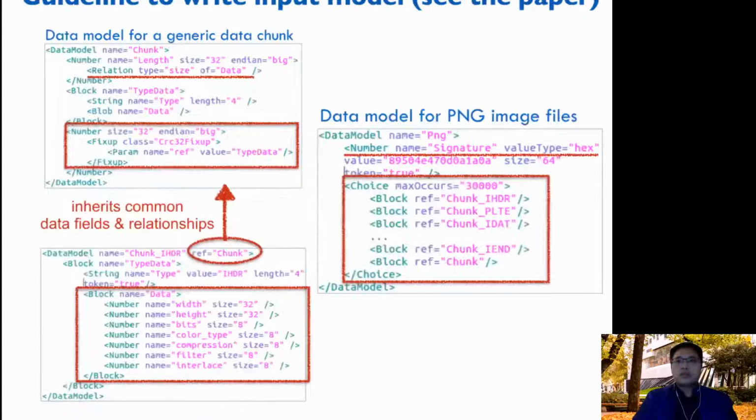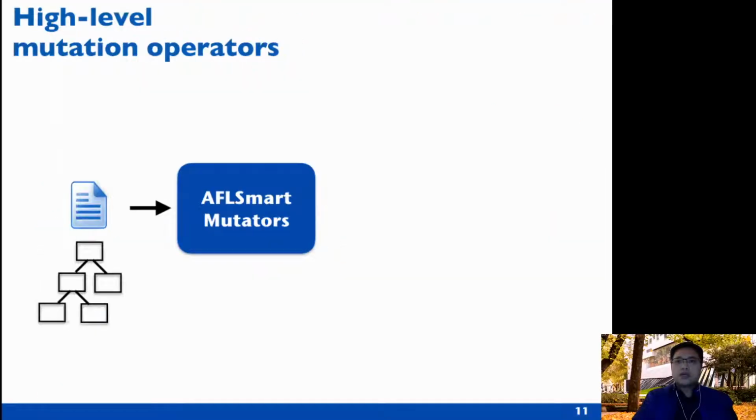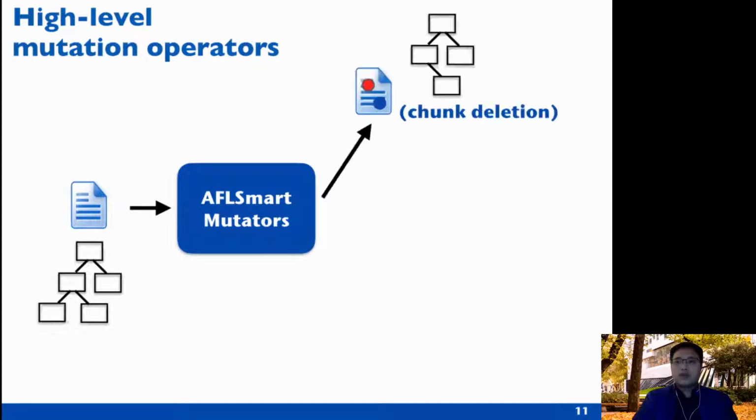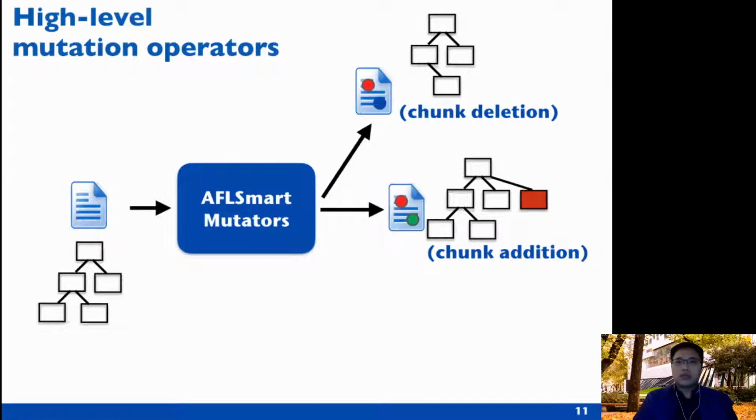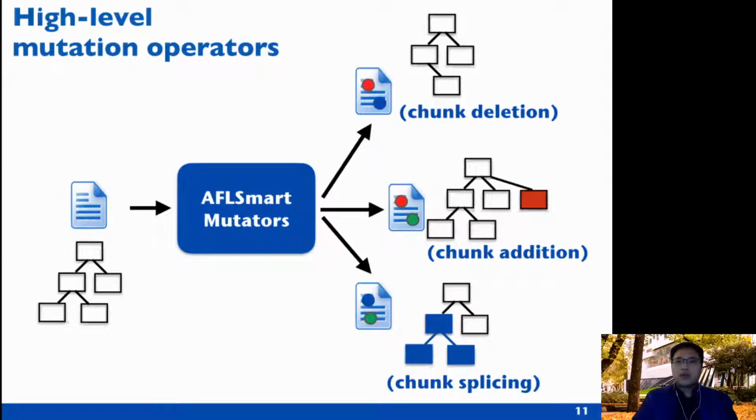You may have concern about the manual effort needed to write the input model. However, in our paper, we presented a guideline which allows users to write input models faster and in a systematic way. Since we can represent the inputs in a highly structured tree-based representation, we design a set of mutation operators which can work at the chunk level. Specifically, we can do chunk deletion, chunk addition, and chunk splicing together with the low-level bit mutation operator.